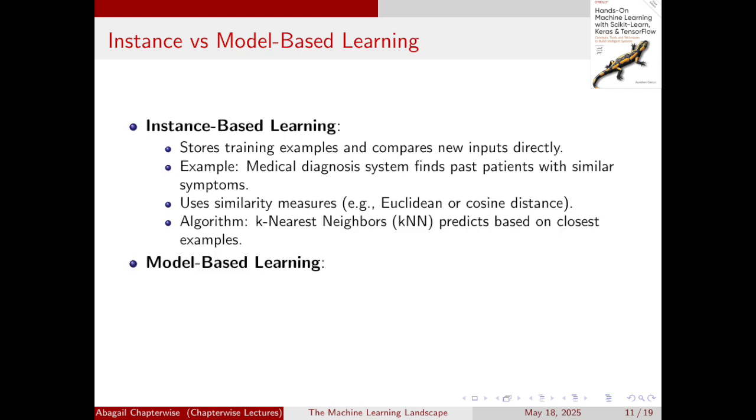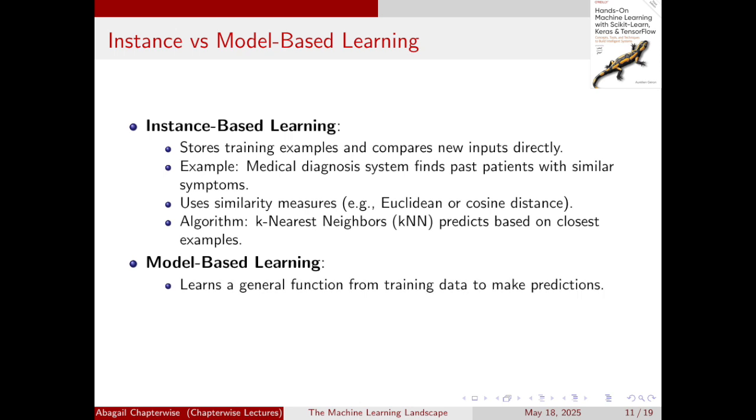A common algorithm that uses this approach is k-nearest neighbors. If you set k equal to 3, the system finds the 3 most similar stored cases to your input and then makes a prediction, like a diagnosis or a classification, based on the majority label among those neighbors. This method is simple and often effective, but it can be computationally expensive at prediction time and may not generalize well if the training data is noisy or high-dimensional.